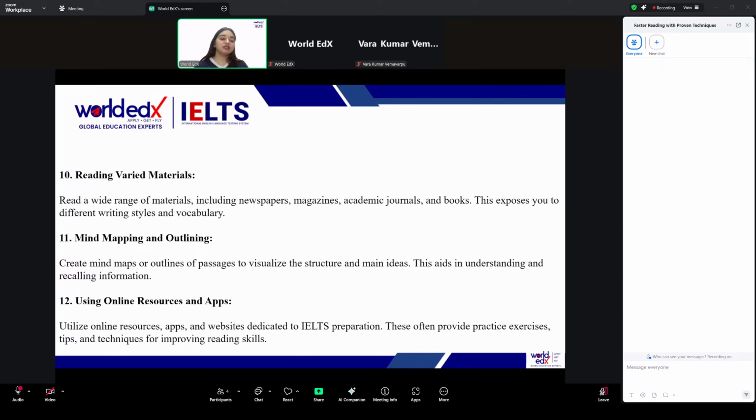The next is using online resources and apps. Nowadays, you have a lot of resources that you can refer to in order to build your vocabulary. And please do that. Please practice only from the IDP material, only from the British Council material, so that you know exactly what the standardized test is like, and you know where you lack. So these are certain things that you have to keep in mind.